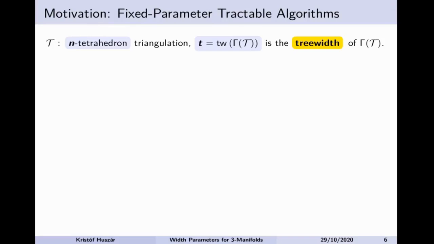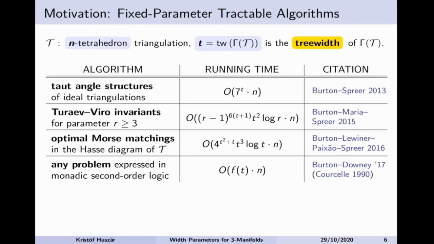For now, I would like to delay a little bit the discussion of treewidth and just present you some algorithms and their running times. So please don't get lost in this table. But I would like to highlight that if you look at the middle column, then the number of tetrahedra always appears as a linear factor, and all the bad exponential stuff is separated from it.